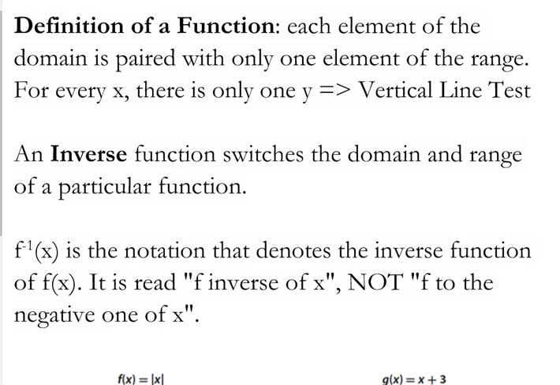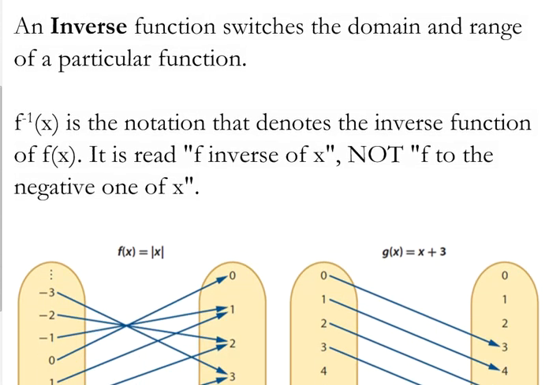So that's a function. An inverse function switches the domain and range, or switches the x's and y's of a particular function. So there's our notation for an inverse function. It looks like a -1 exponent. It's not an exponent. That's just your inverse function notation. You read this right here as f inverse of x, just like you would read f of x. So let's look at two examples here.